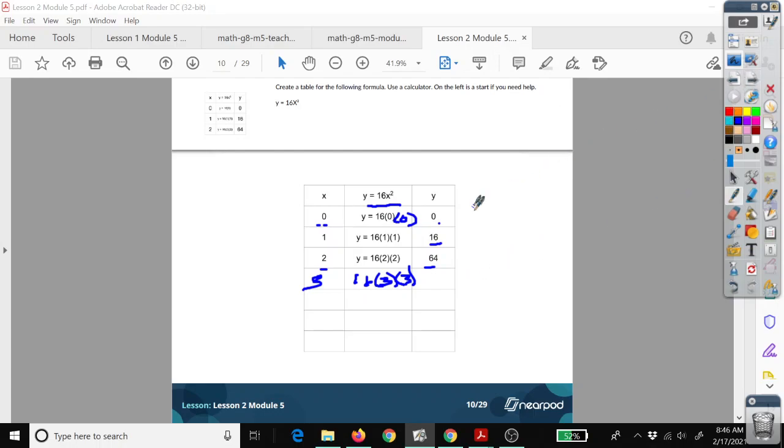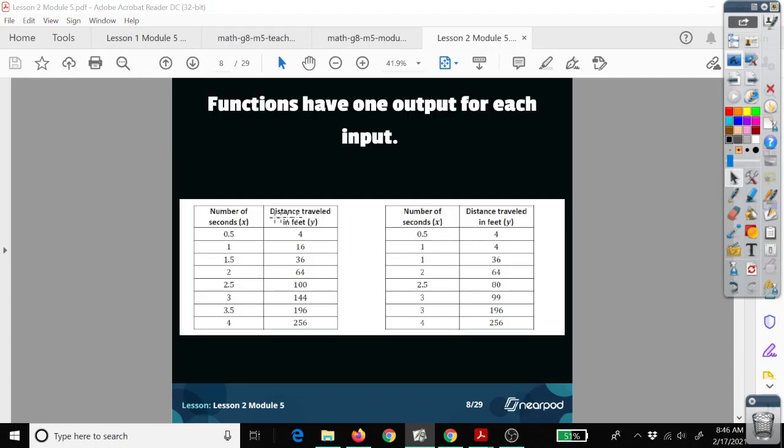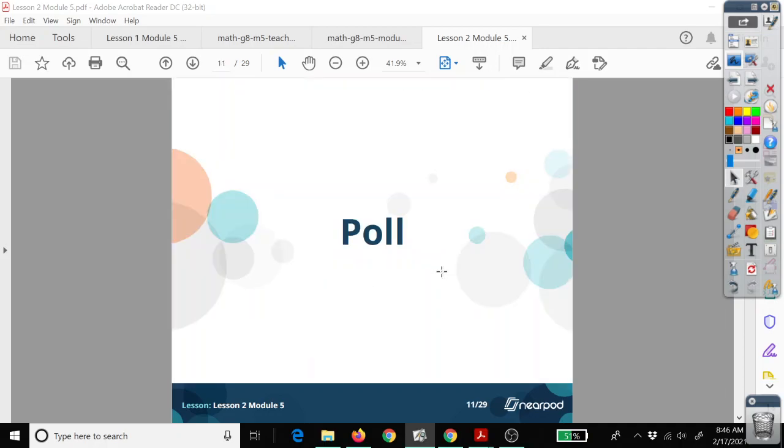So this is a function because I know, according to the rules of mathematics, anytime I multiply times any number and then I multiply by that number again, I'm always going to get the same answer, no matter what. Okay? So this is a function. That means this table here on the left was a function.